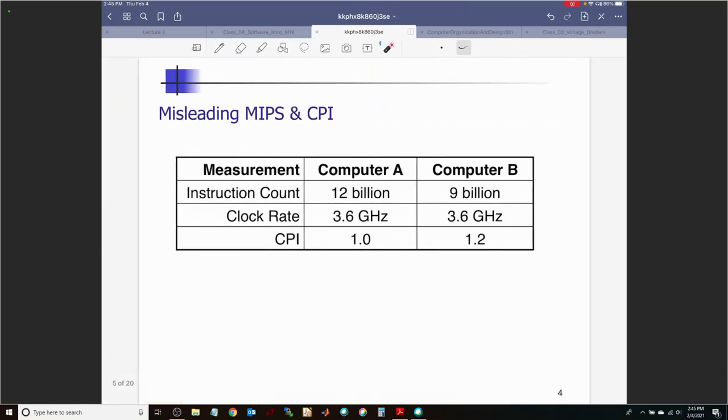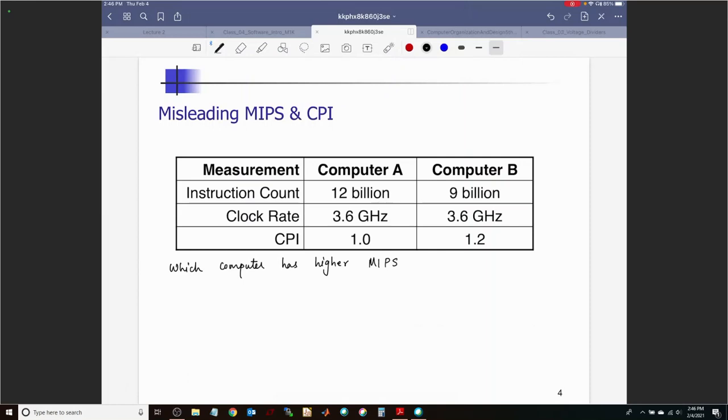All right, so misleading MIPS and CPI. If you just look at CPI, it could be misleading. If you just look at the MIPS, or the million instructions per second, that could be misleading as well. So we'll try to ask two different questions here. One is, which computer is faster, of course, but first we'll say which computer has higher MIPS?